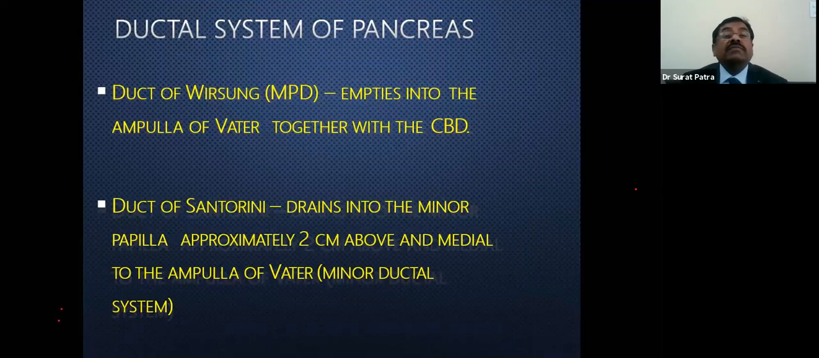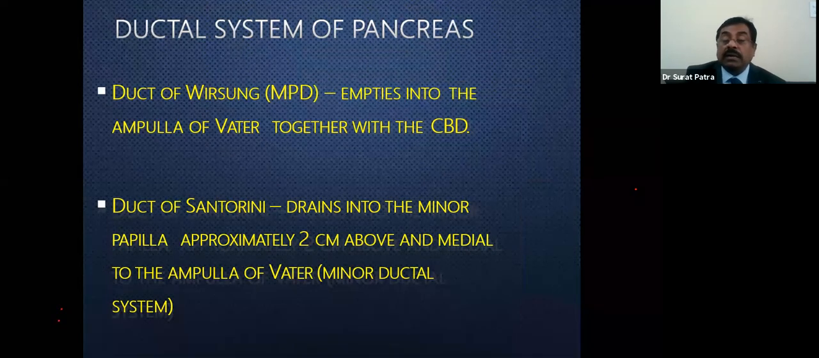Duct of Wirsung, which is the main pancreatic duct, empties into the ampulla of Vater together with the CBD. Then the duct of Santorini drains into the minor papilla, approximately 2 centimeters above and medial to the ampulla of Vater. That is the minor duct system.